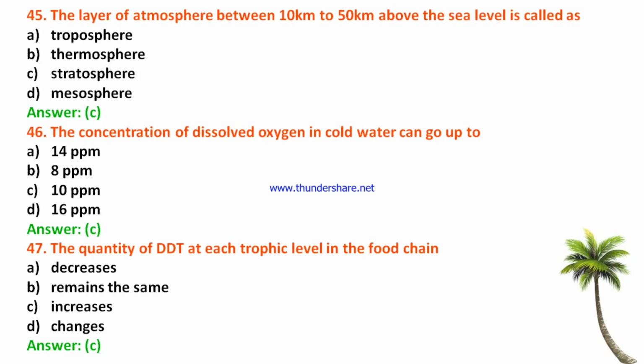Next, the concentration of dissolved oxygen in cold water can go up to 14 ppm, 8 ppm, 10 ppm or 16 ppm. And the correct answer is 10 ppm. Next, number 47. The quantity of DDT at each trophic level in the food chain is decreases, remains the same, increases or changes. And the correct answer is increases. The quantity of DDT at each trophic level in the food chain increases.